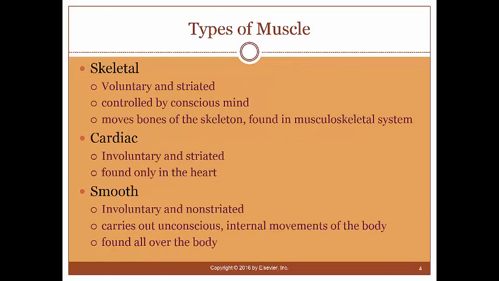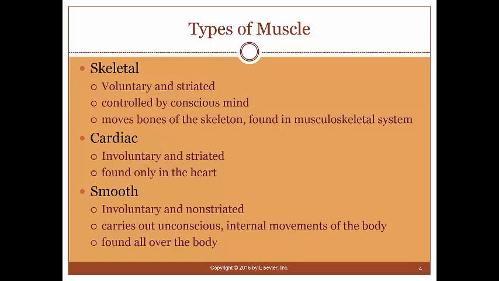Types of muscle, we have skeletal muscle. It's going to be voluntary and striated. Voluntary meaning it's underneath your conscious control, and you can determine when that muscle is moved and when it's not moved. And the main thing the skeletal muscle does is provide locomotion of the organism through movement of the skeleton. And it's going to be found in the musculoskeletal system.